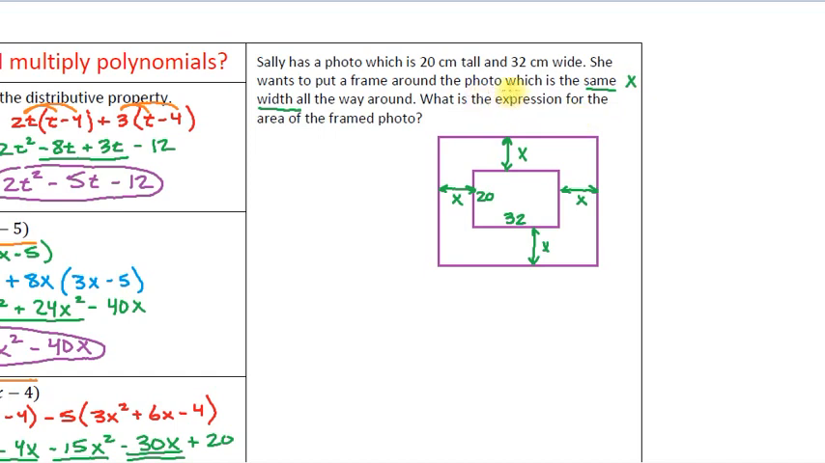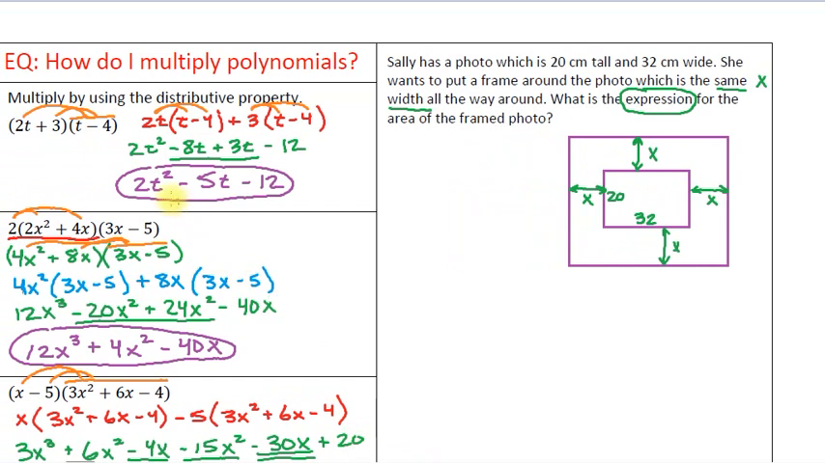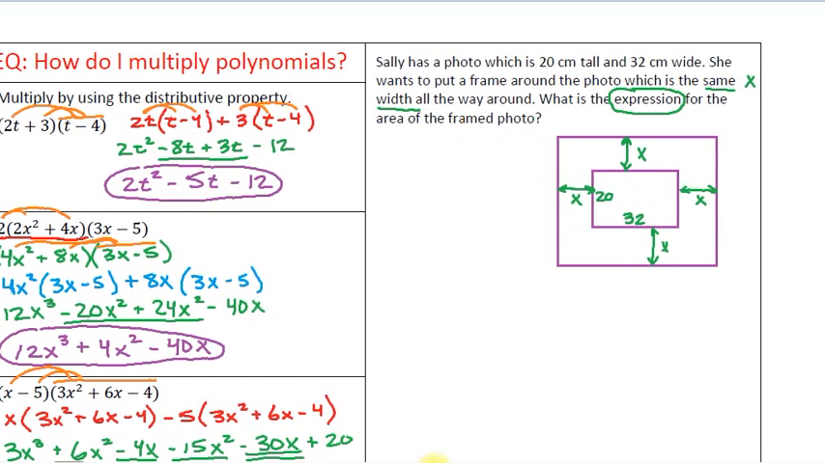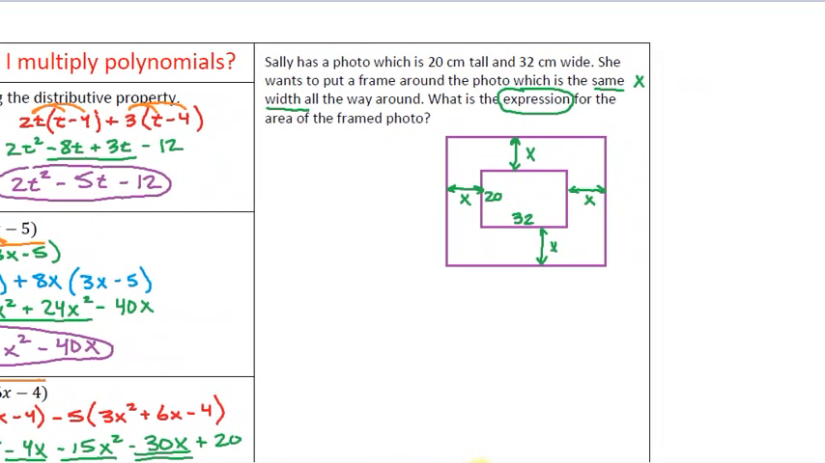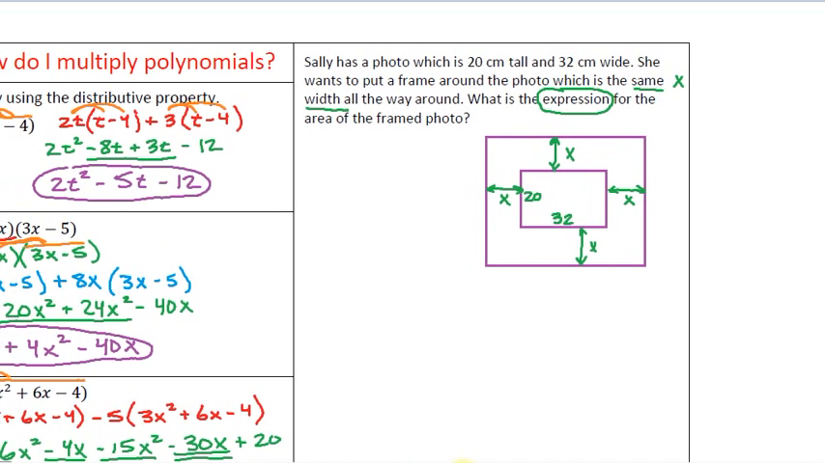What we're trying to answer now is, what is the expression? Remember, an expression doesn't have an equal sign. It's just a math sentence. You can see over here, these are all expressions that we did. We got to find the expression that represents the area of the framed photo.